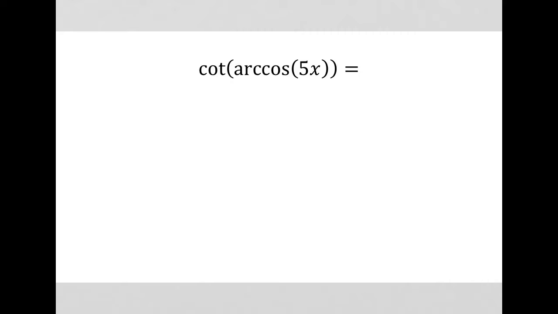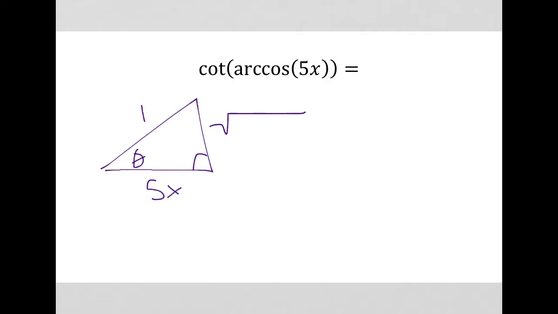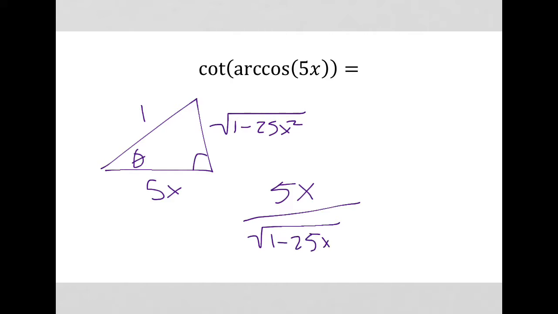Cotan of arc cosine of 5x. It's going to be very, very similar. We're going to draw our triangle. Theta equals arc cosine. Cosine is adjacent over hypotenuse. And now then, what is that side right there? That side then has to be 1 minus 25x squared. And then what is cotan? Cotan is adjacent over opposite. So we're going to get 5x over the square root of 1 minus 25x squared.